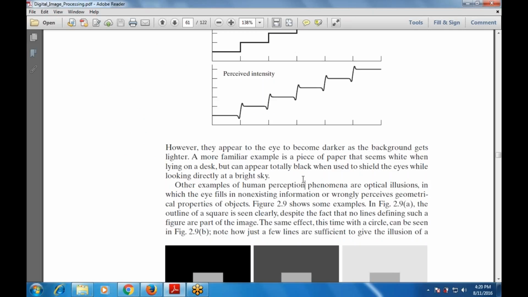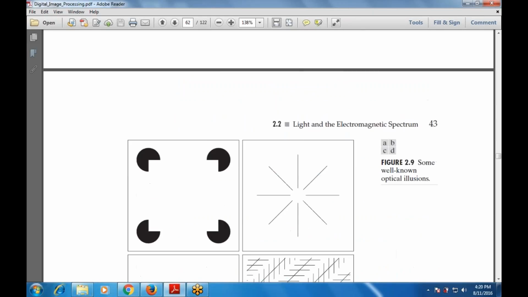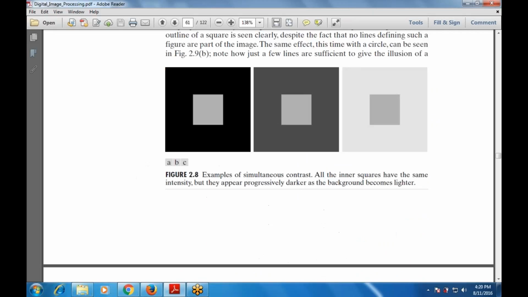So when we are looking directly at the bright sky, that is to shield the eye. And other examples of human perception phenomena are the optical illusions in which the eye fills in non-existing information or wrongly perceives the geometrical properties of the objects. The same effect, this time with a circle, can also be seen with a few lines that are sufficient to give the illusion. These are the various examples that show the simultaneous contrast.